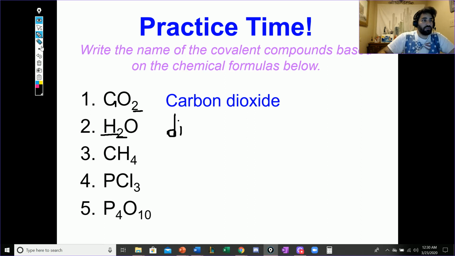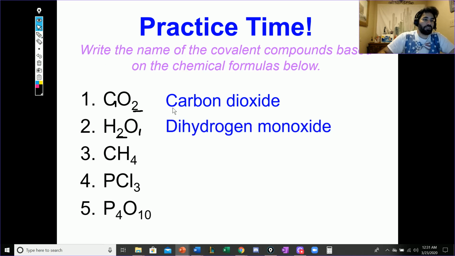Dihydrogen. The first element, you don't change the name of that. You don't change it to hydride in the beginning. It's dihydrogen, and then the oxygen has a 1, so it's monoxide. Dihydrogen monoxide. Carbon has a subscript of 1. That prefix would be mono, but it's at the beginning, so you don't write the word mono. It's our exception.